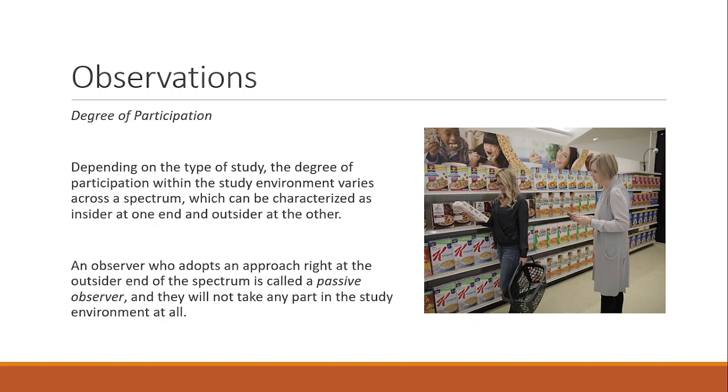An observer who adopts an approach right at the outsider's end of the spectrum is called a passive observer. So they only observe, outside the environment, or outside the actor, beside the actor only. And they will not take part in any of the study environment at all.